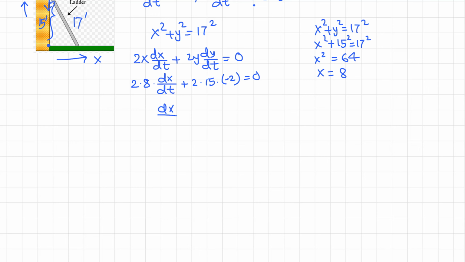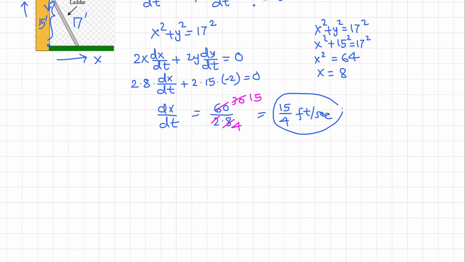So dx over dt equals 60 divided by 16, or we can put just 2 times 8. Now let's simplify. 2 goes into 60 thirty times, 2 goes into 16 eight times... 15 over 4. So the answer is just 15 over 4 feet per second. Okay, so the bottom of the ladder is sliding away at this rate. Final.